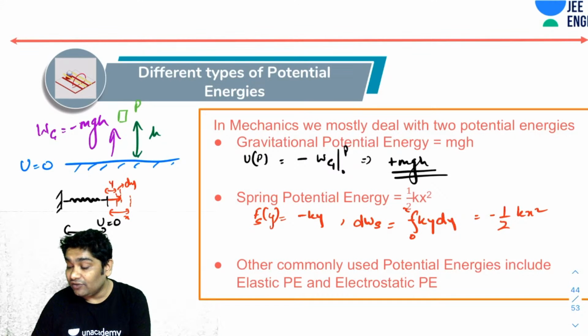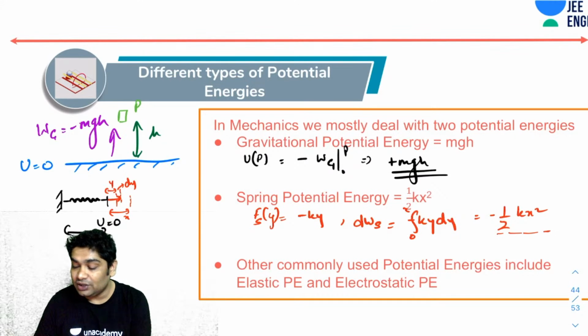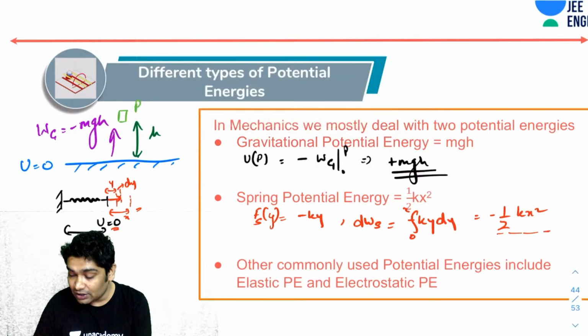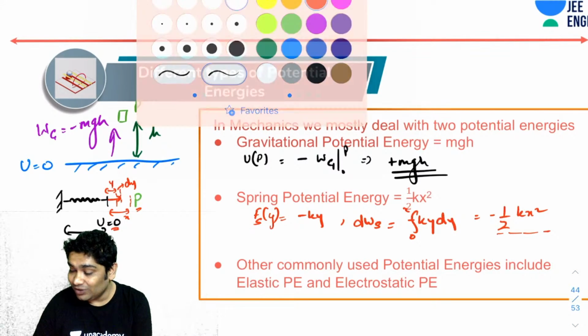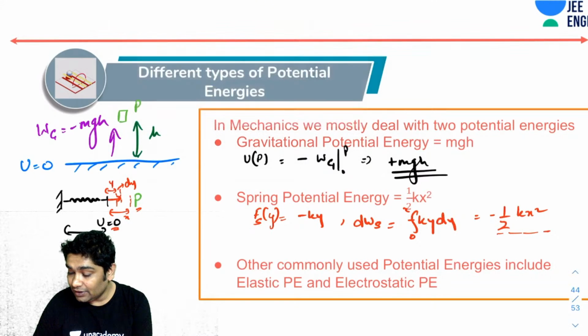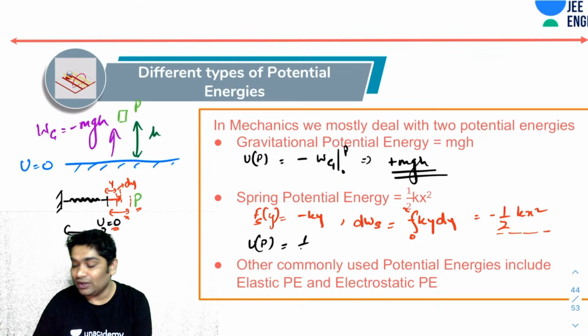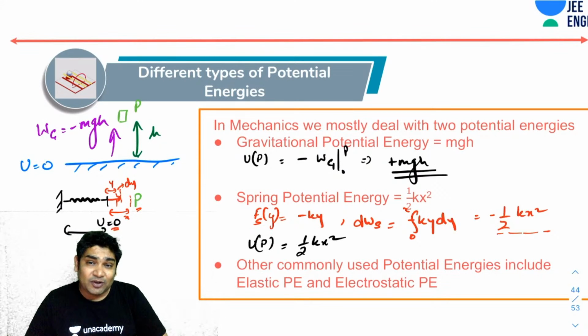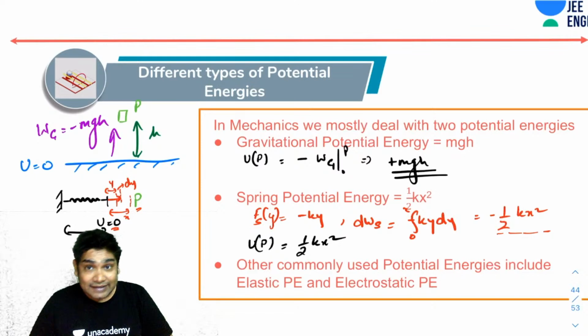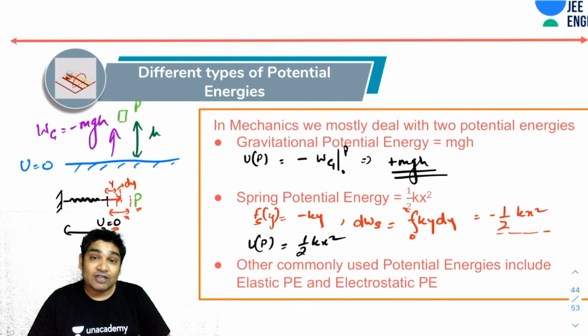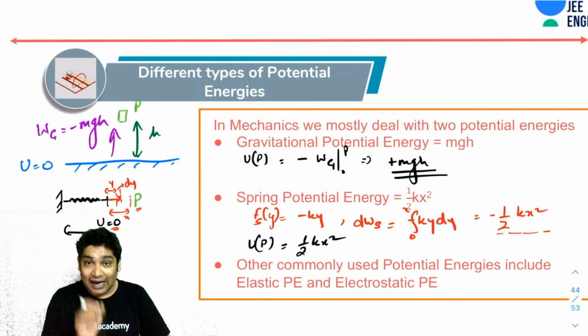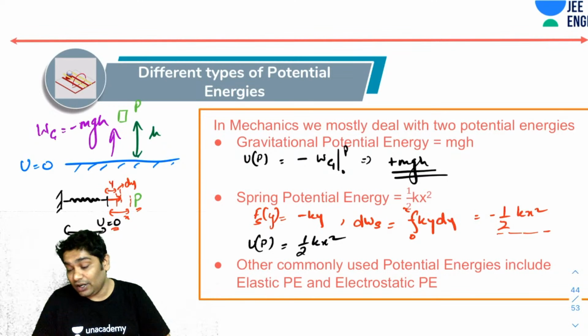So you realize since the work done by spring in moving it from the zero point to another point P is minus half kx squared, the potential energy at point P, how much will that be? U at point P would be plus half kx squared. So this is the expression that we commonly use, half kx squared. This is when we have chosen the reference point or the zero potential energy point to be at the natural length of the spring. Remember that.